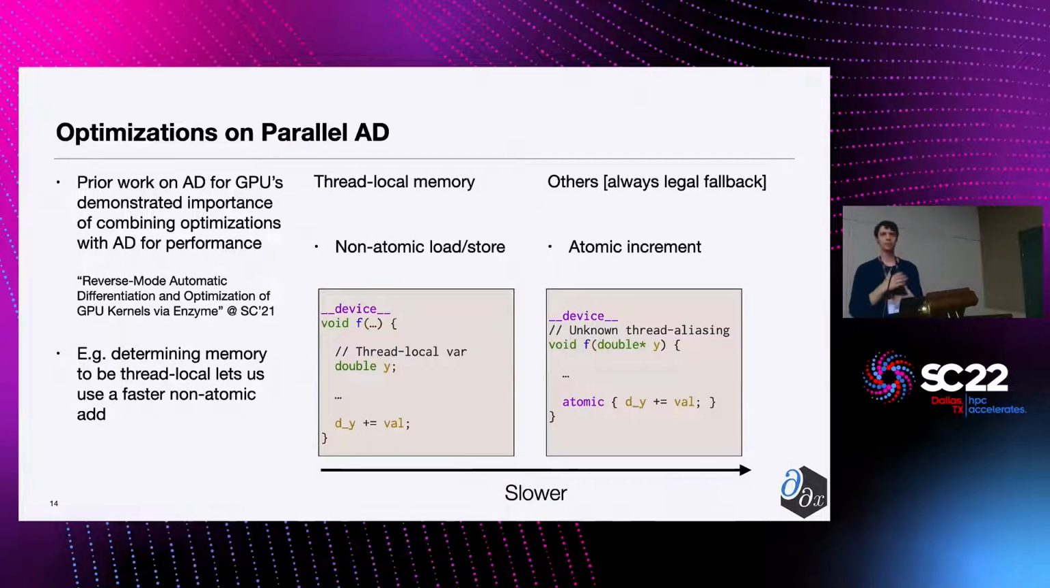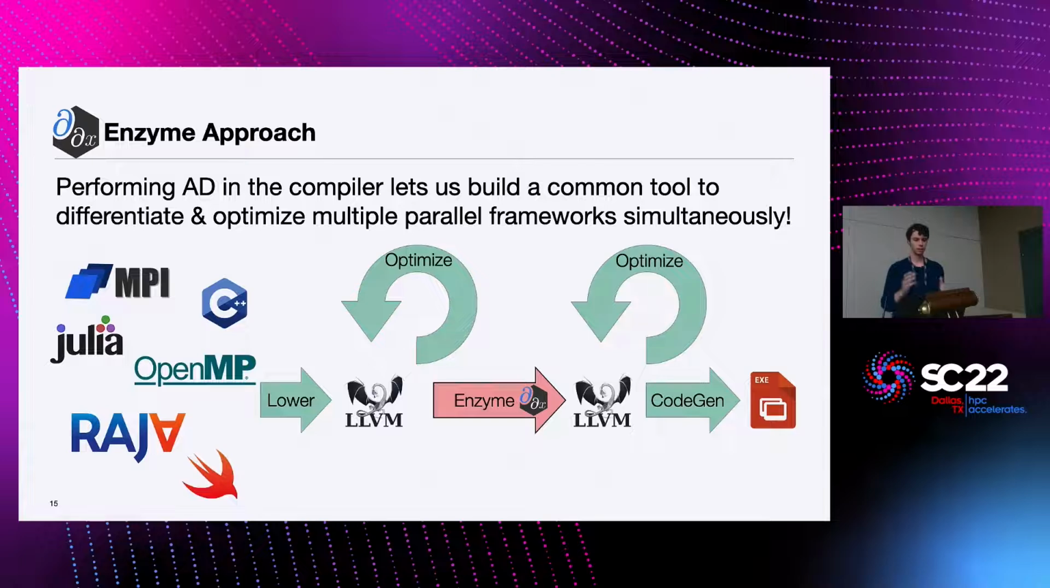Now, there are ways that people have gotten around this, and they typically rely on going down to atomics, which of course, while correct, can be relatively slow. And some prior work at SC last year showed that if you're able to run both optimizations and analyses first, in the context of GPU differentiation, for example, by identifying which particular memory locations are thread local, and thus don't need atomics, you can make, in this case, orders of magnitude of difference for speedup. Though, again, that was only in the context of GPU AD, and moreover, only in the context of one language and one parallel framework.